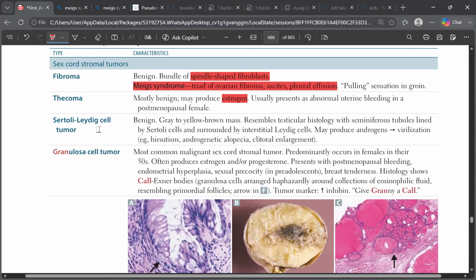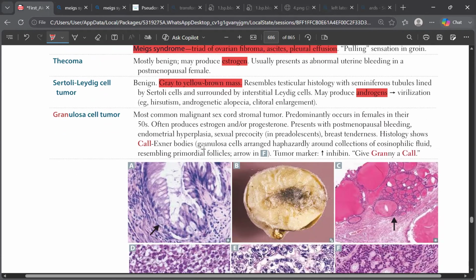Then there's a Sertoli-Leydig cell tumor that is benign. It is a gray to yellow-brown mass that resembles testicular histology with seminiferous tubules lined by Sertoli cells and surrounded by interstitial Leydig cells, and may produce androgens that cause virilization. Example, hirsutism, androgenetic alopecia, and clitoral enlargement. So what we have to remember is that there's a gray to yellow-brown mass. There is increased secretion of androgens, which causes testicular histology and virilization, with symptoms such as hirsutism, androgenetic alopecia, and clitoral enlargement.